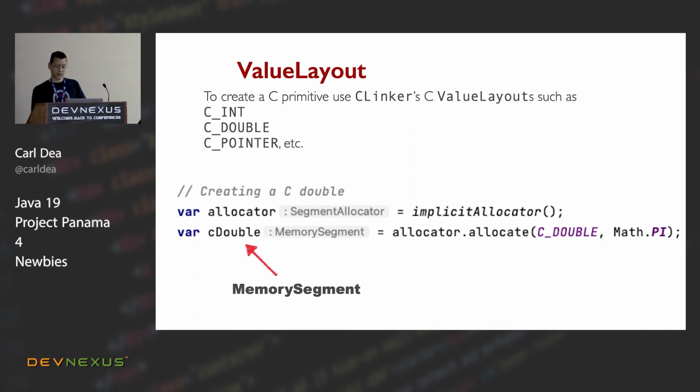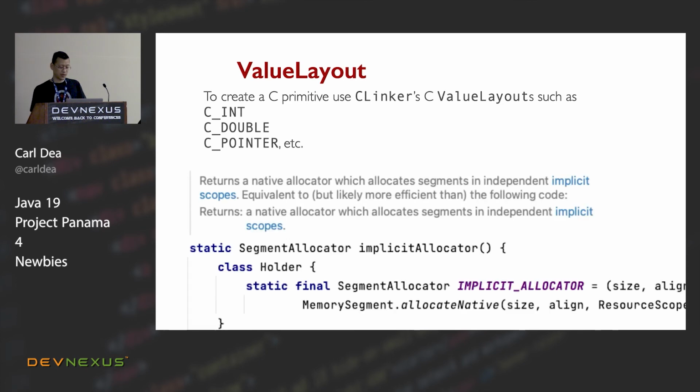Here I simply want to allocate a C double, and there's another overloaded method that allows you to just set it. So I'm putting math.pi into it. I just wanted to show this in the Java doc. It shows that it's a native allocator and that it's literally off heap.